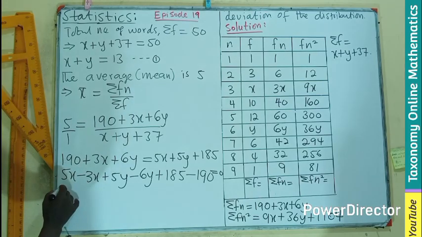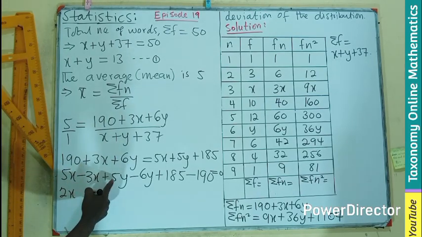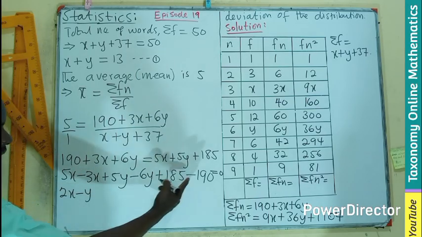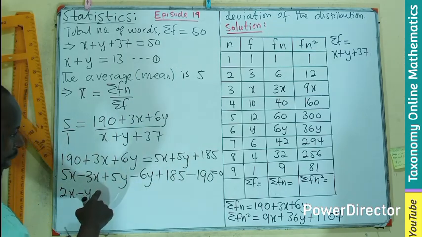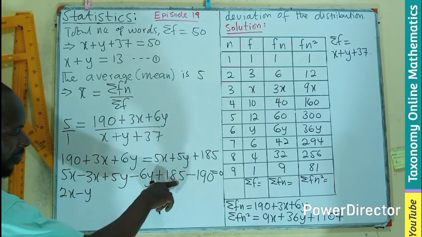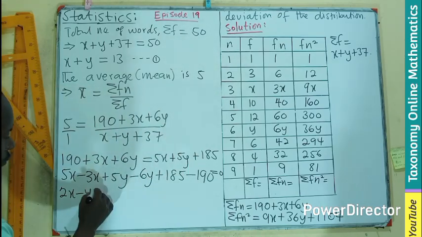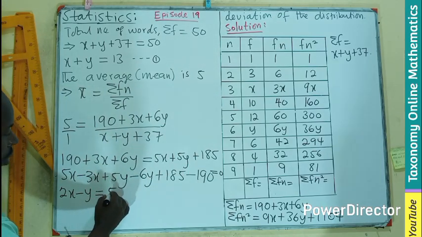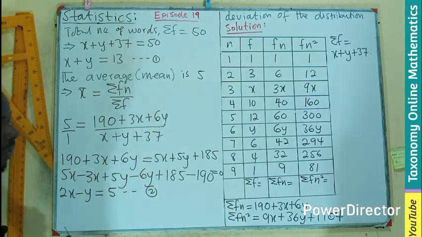5 minus 3 will give you 2x. 5 minus 6 gives minus y. Since we are having equals to, it will be plus. This will be minus 5. Transposed, that will give us positive 5. So this will be our second equation.